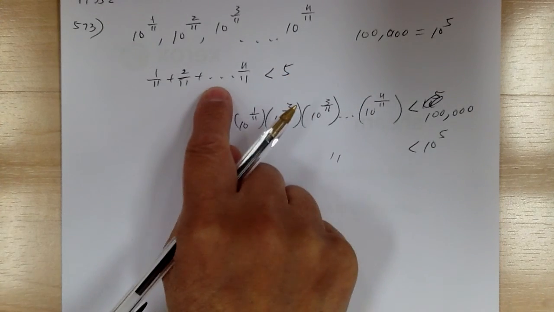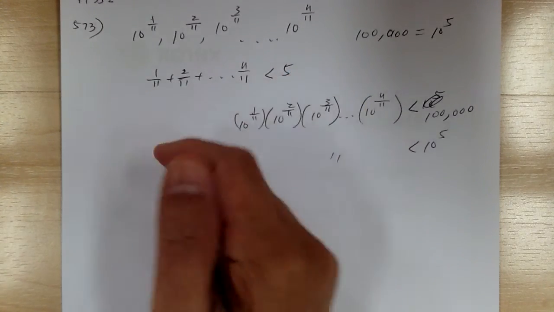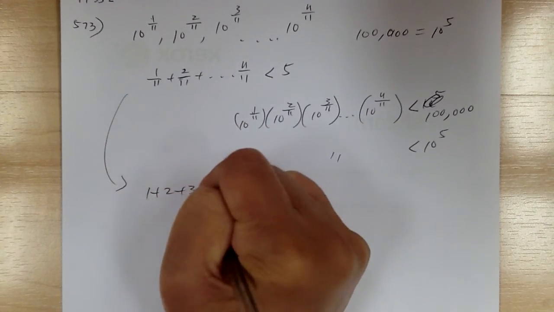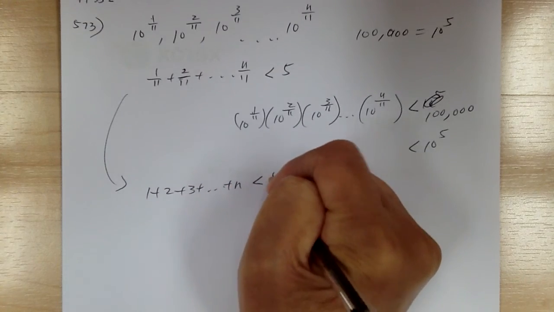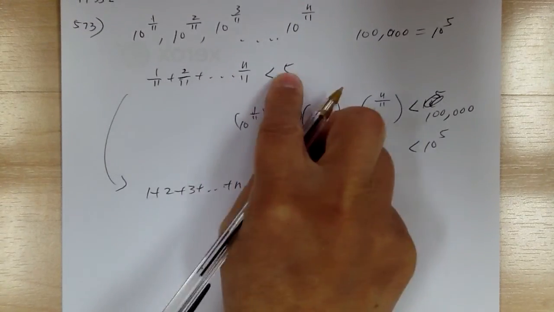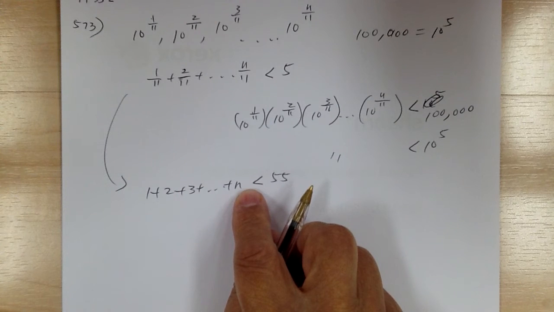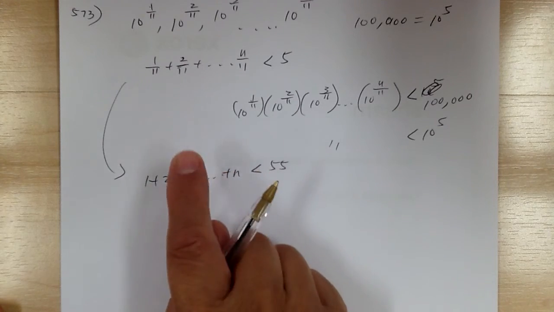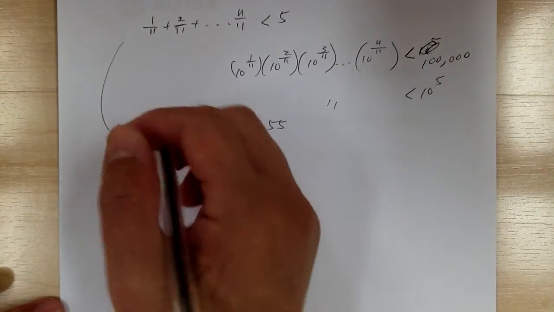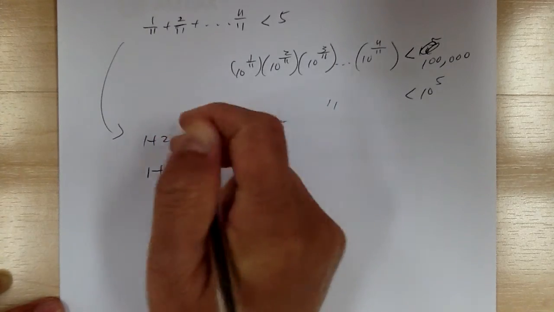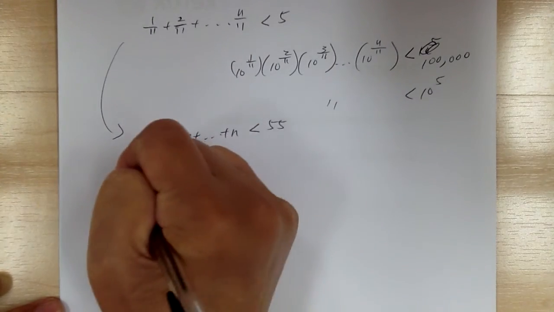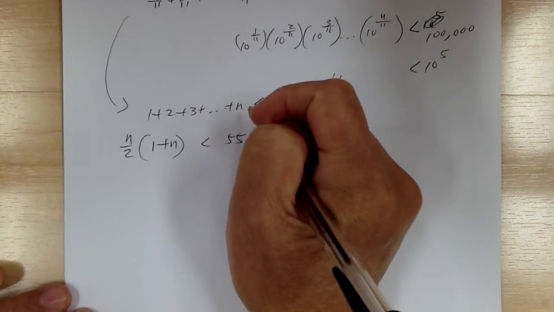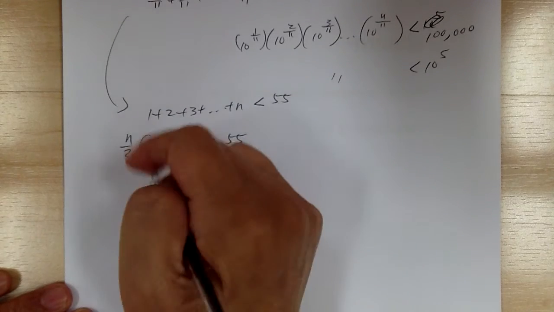So I'm going to multiply everything by 11. So you got 1 plus 2 plus 3 plus and so on plus n has to be greater than 55. And so from here, I can apply the sum formula. So you got 1 plus n, that's each pair, times n over 2, which gives you the number of pairs, has to be greater than 55. Okay, so multiply by 2.